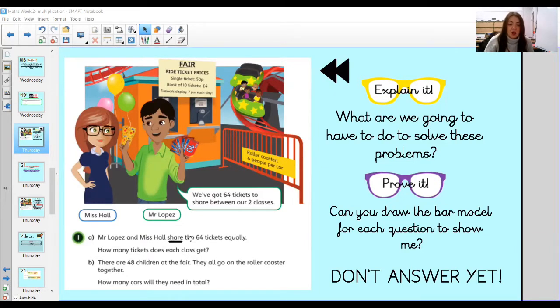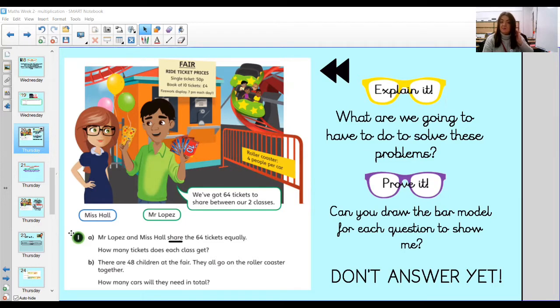A is Mr. Lopez and Miss Hall share the 64 tickets equally. How many tickets does each class get? Okay, so there's your problem. There's a key word in there that will give you an idea. So what are you going to have to do to solve this problem?